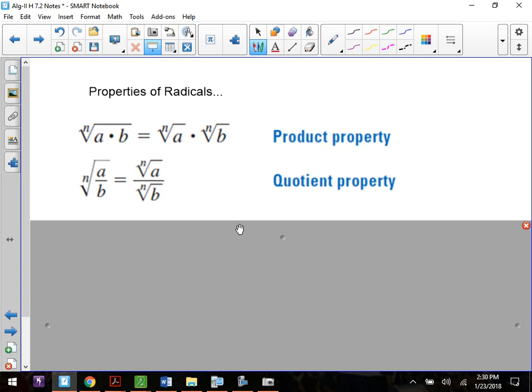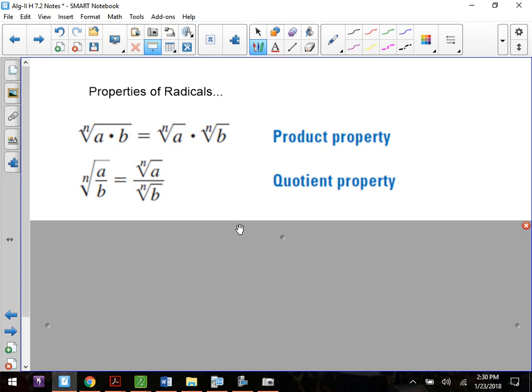One of the things that we did when we simplified radicals is we always looked for perfect squares. We're going to do the same basic idea when we get into cube roots, fourth roots, and all that. Remember the little shortcut trick that I showed you before on how to simplify with your calculator? Remember how to use a table?